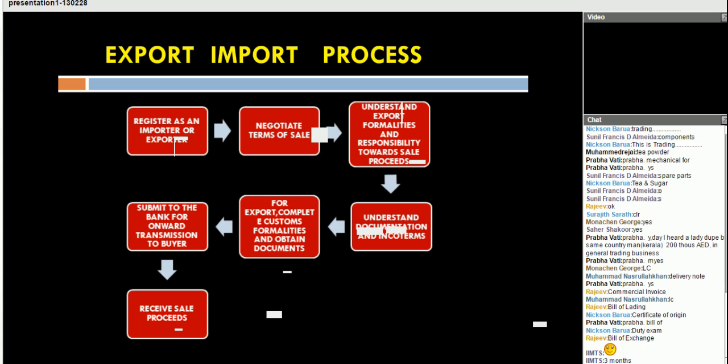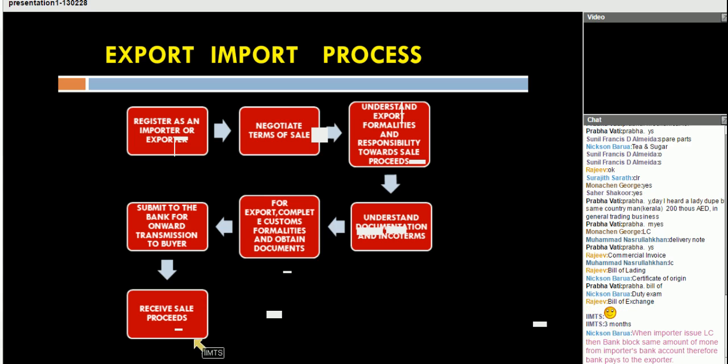All right. This is how you obtain your payment of money in advance, and this is very popular in this export-import trade. What has Nixon written? When the importer issues a letter of credit, then the bank blocks the same amount of money from the importer's bank account. Therefore, the bank pays the exporter.